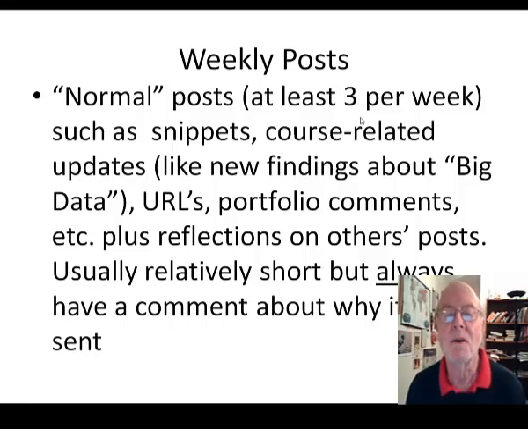and one of them is what I call normal posts. There should be lots of those floating around. I put three per week, and I hate to have numbers like that, like how long a paper should be, but this is an example. What are they? They're snippets, course-related updates. If in the first week I talk about big data, anything that comes to mind.